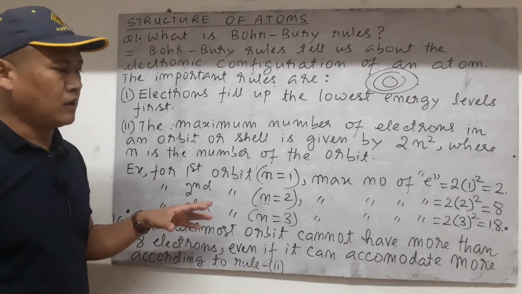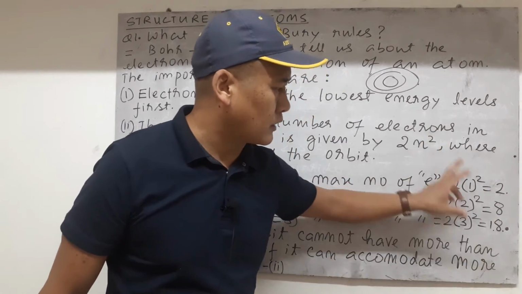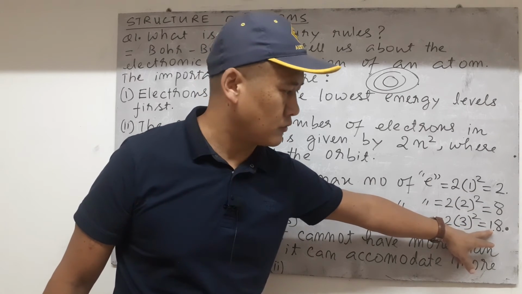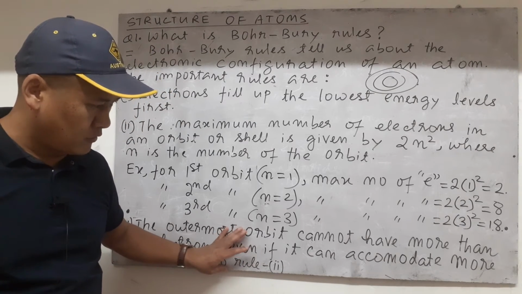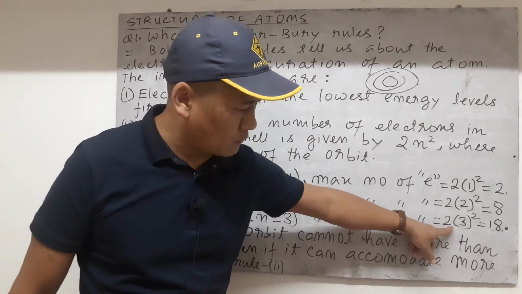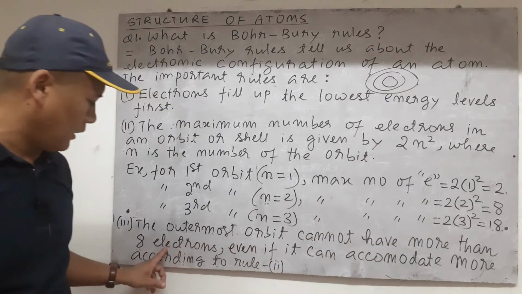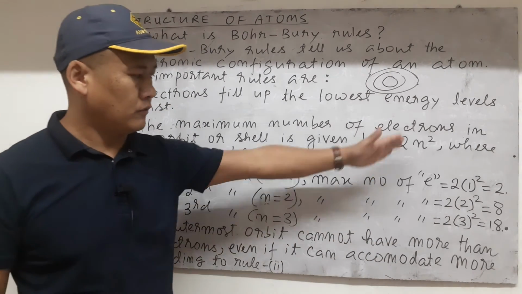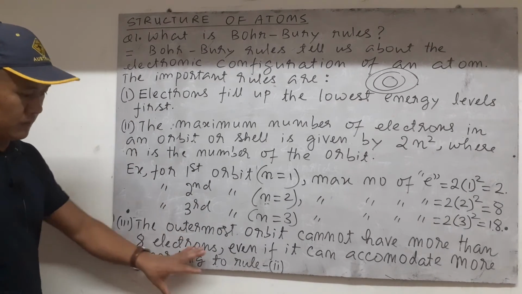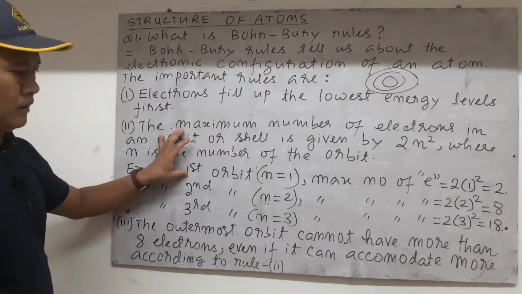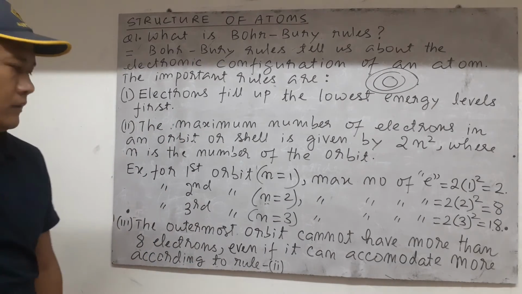But if it's a scenario where the last orbit is the third orbit and rule 2 is saying the third orbit can accommodate 18, rule number 3 will say that if the third orbit is the last orbit or the outermost orbit, it cannot have more than 8. So rule 3 is more superior to rule 2. Rule 3 will be applied first, and rule 2 has to be applied under the condition of rule 3. Okay, that's what it means.